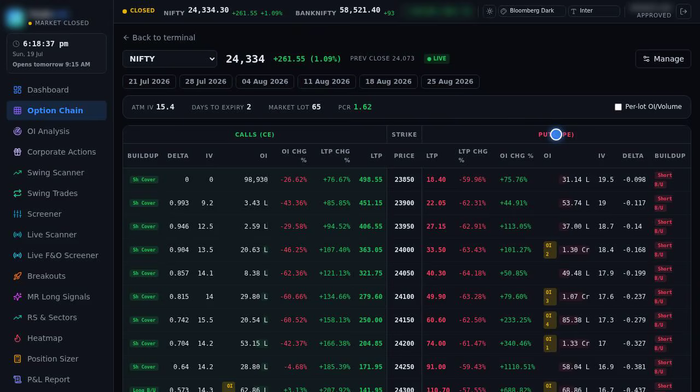Let's start at the very top. Here you choose the underlying. That just means the stock or index the options belong to. Right now it's set to Nifty, but you could switch to Bank Nifty, to Sensex, or to any individual F&O stock like Reliance or HDFC Bank. Right next to it is the spot price. That big number is the live price of the Nifty index itself, along with how much it's up or down today. Everything in the chain revolves around that spot price.